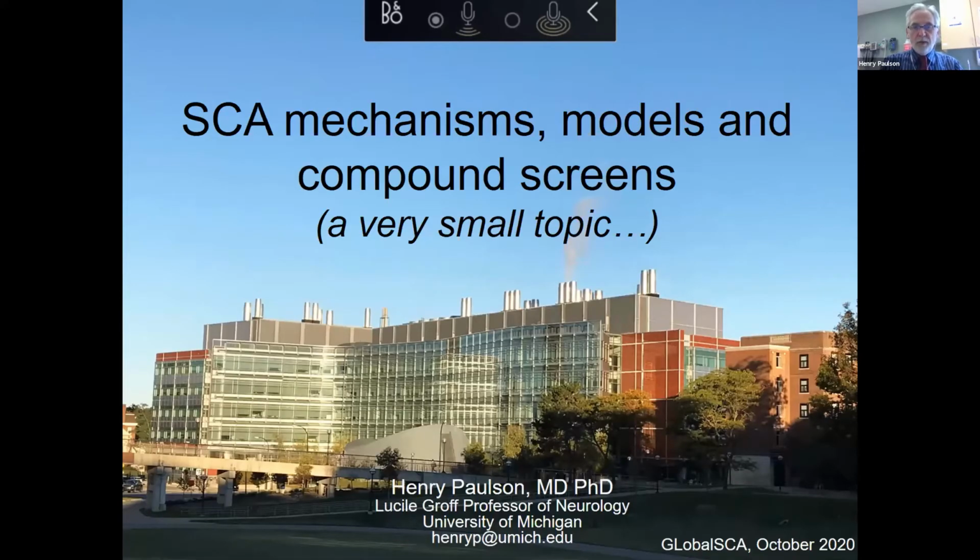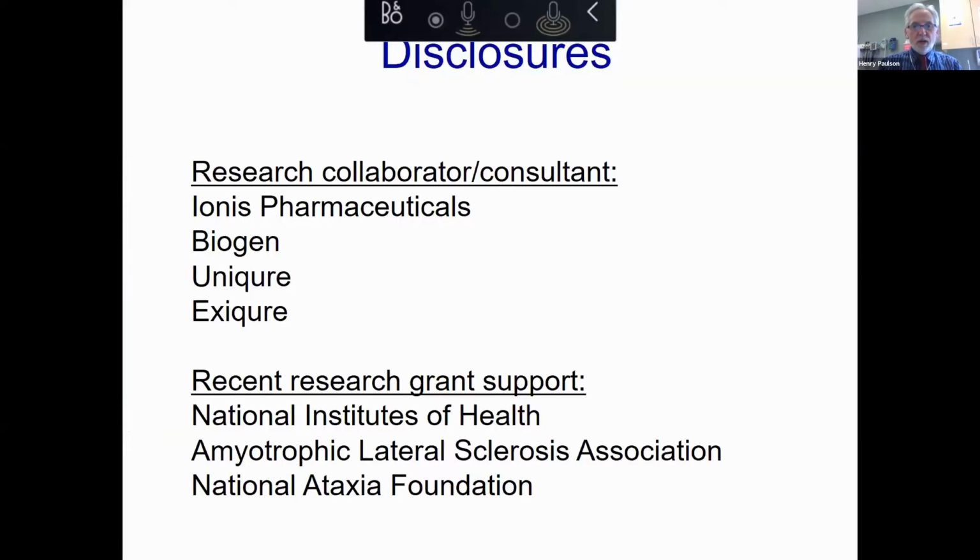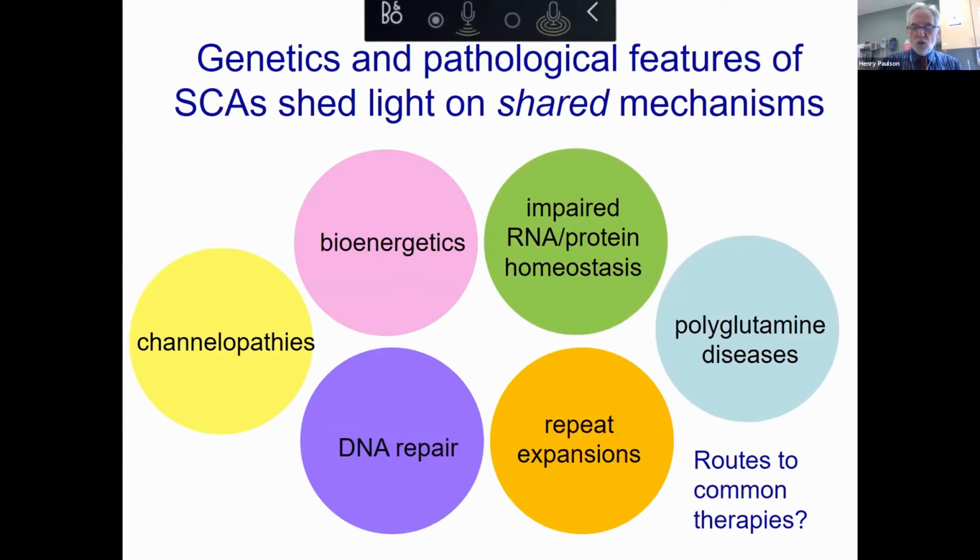My topic is a very small topic. It's mechanisms of SCAs, models, and compound screens, and I have about 6 hours to discuss it, so bear with me. These are my disclosures. Because it's such a short talk, I think we need to really cut to the chase and say that mechanism studies over the years have led to some overlapping and important general themes of what's occurring in these diseases.